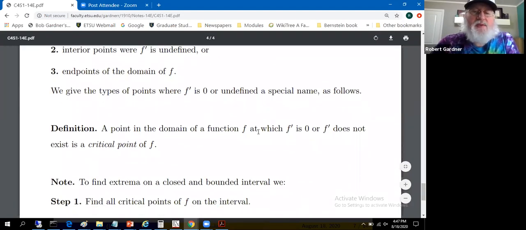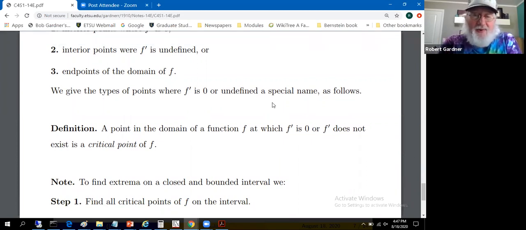The two types of points concerning f prime being either 0 or undefined are so special, they get a name. They're called critical points. A point in the domain of a function f at which f prime is 0 or f prime does not exist is called a critical point of the function. I should emphasize, the function is defined at a critical point. It's a point in the domain. So the function is defined there, and the derivative is either 0 or maybe the derivative's not defined there. That's what a critical point is.